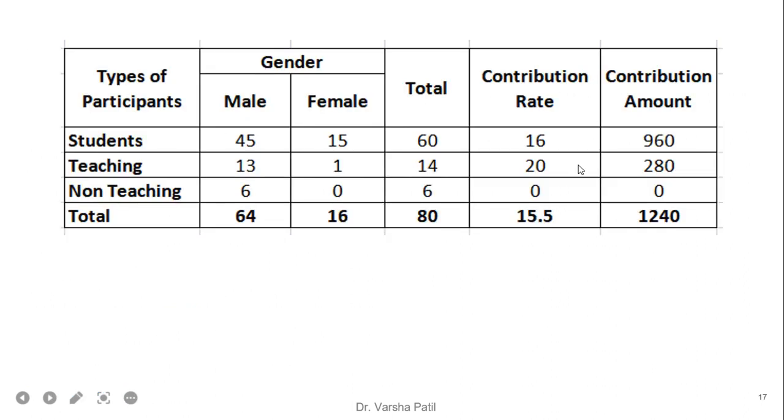Now you can represent this in a table: student, teaching, non-teaching, total, then gender, male, female, and the total, then the contribution rate, and the contribution amount. So first you need to understand the problem, then at the same time you can maintain the table, and based on that table you can fill the values in the rows and columns respectively. This is a simple example of a two-way table, where the category is given and the gender is given.